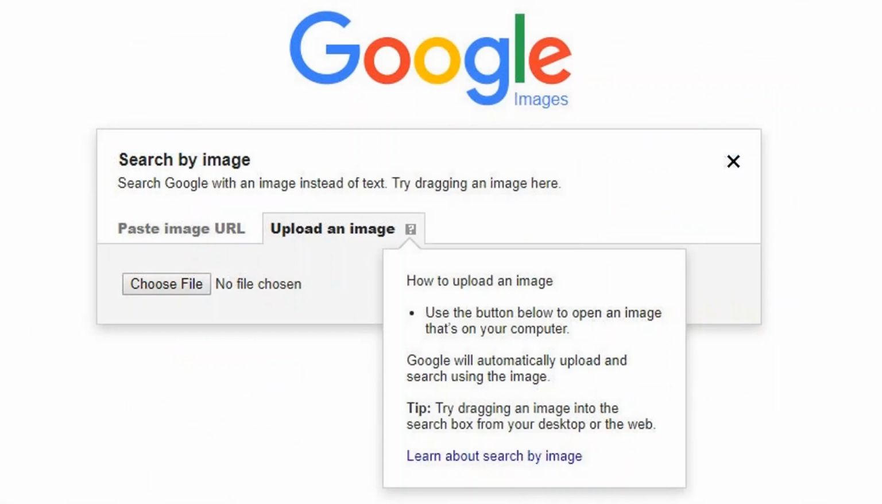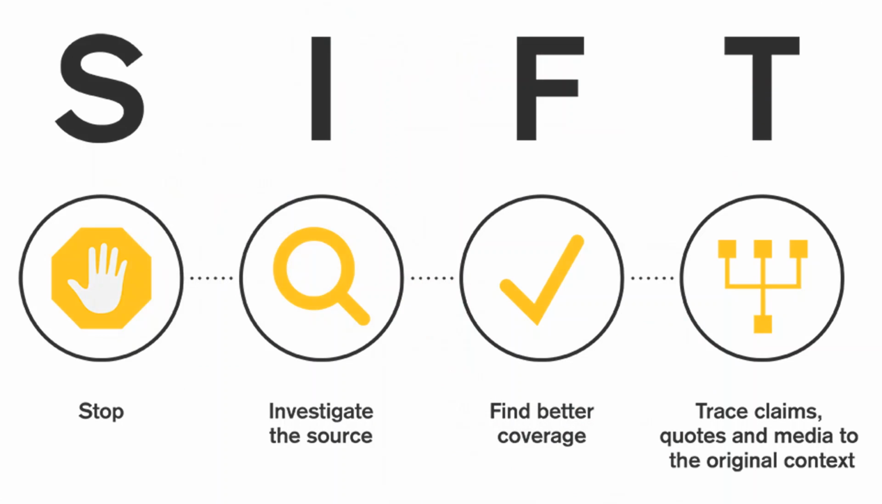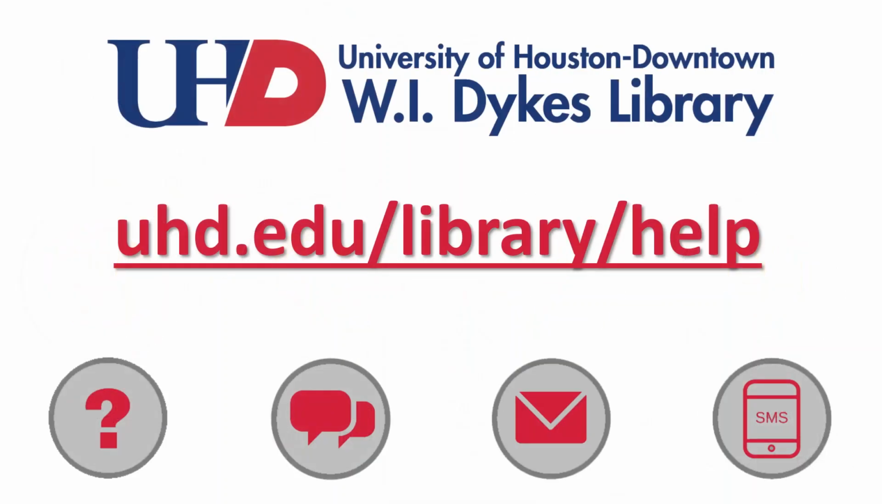And that's the entire process. Evaluating web content for reliable information is easier using Sift. Stop, investigate the source, find better coverage, trace claims, quotes, and media back to their original context. If you need additional help, remember, you can always ask a librarian.